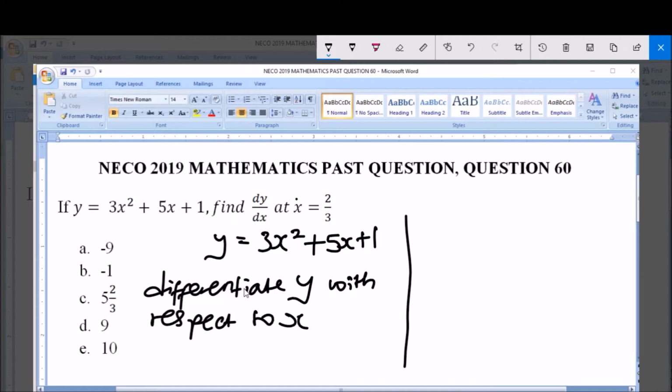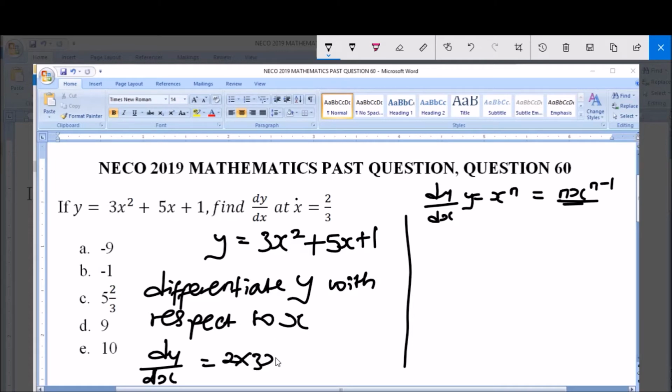So dy/dx is equal to, now remember, in differentiation, when you're differentiating y equals x raised to the power of n, it simply means n times x raised to the power of n minus 1. So this is what we're going to be applying here. Here we have 3x squared, so it simply means 2 times 3x raised to the power of 2 minus 1, plus, here we have 5x, and since x is raised to the power of 1, it's just like saying 1 times 5x raised to the power of 1 minus 1.